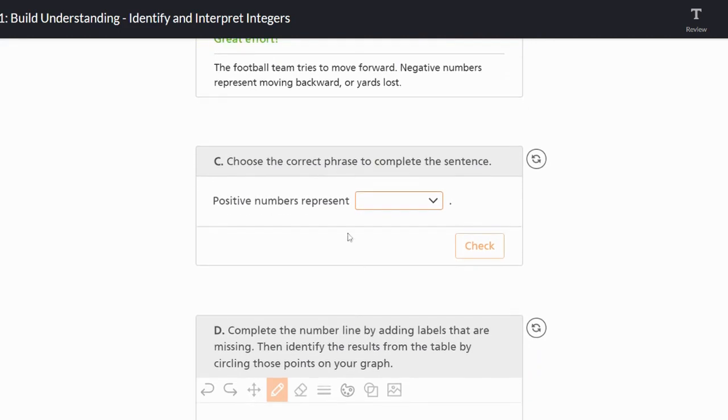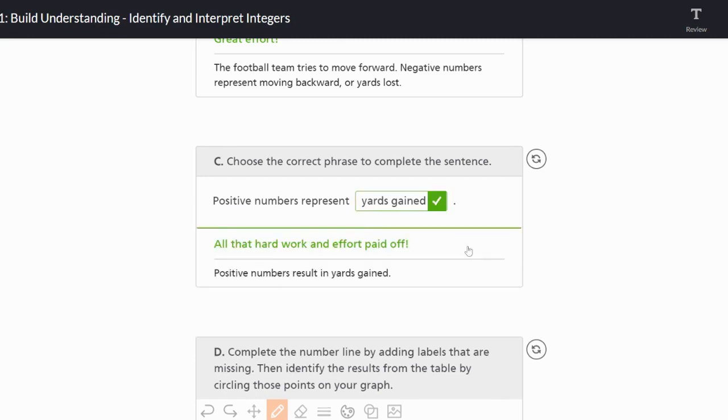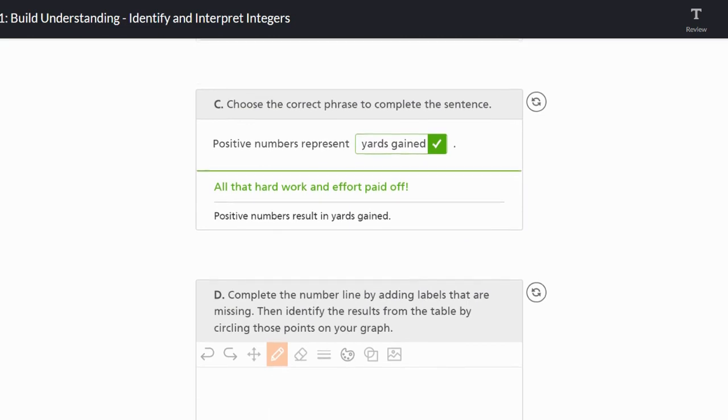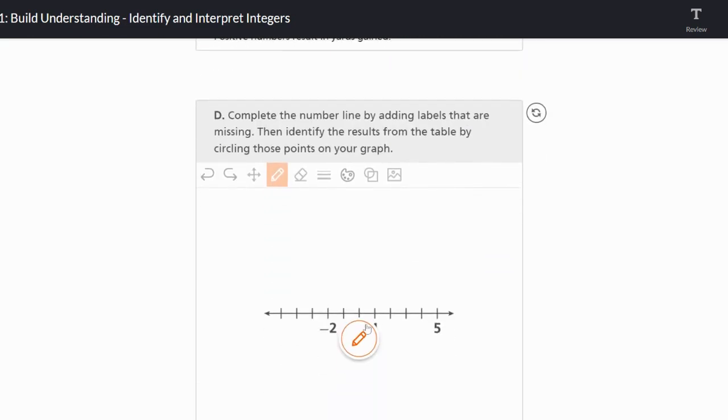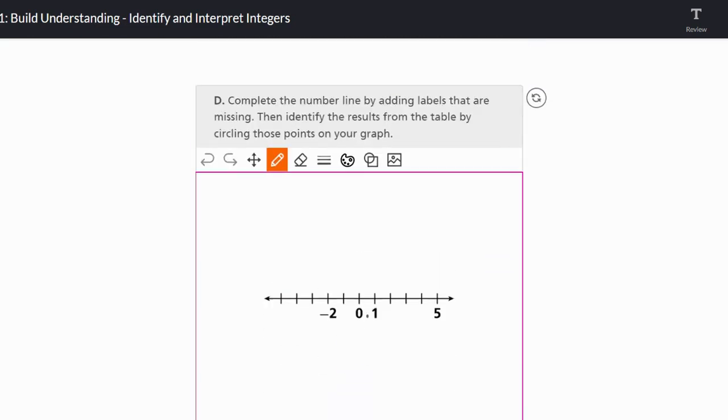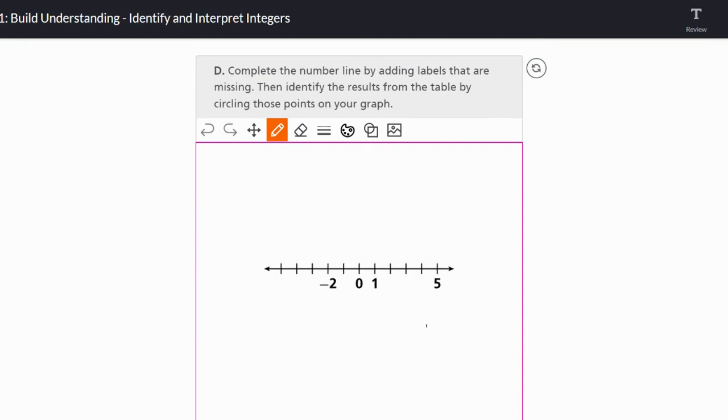For letter C, we're going to choose the correct phrase to complete the sentence. Positive numbers represent, we have the same options. Positive means that we're gaining yards. That's a good thing. The team wants to move forward. Now we're going to use this tool. Click the drawing symbol. You're going to complete the number line by adding labels that are missing. Then identify the results from the table by clicking those points on your graph.